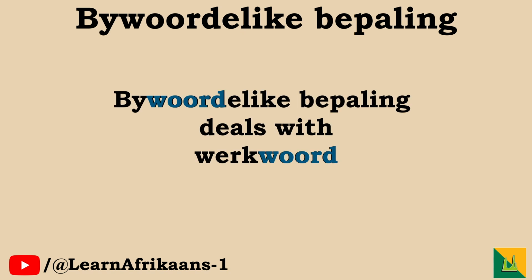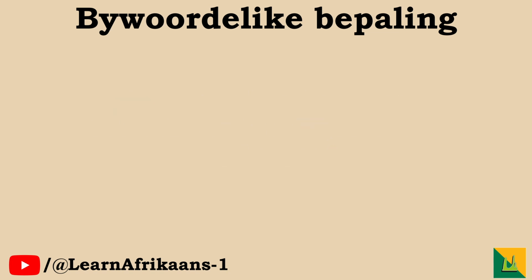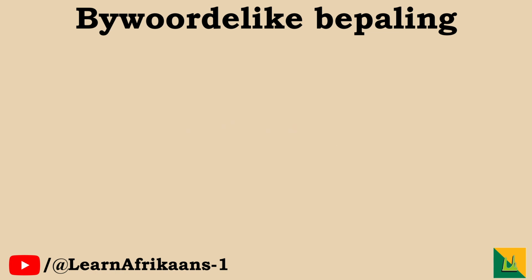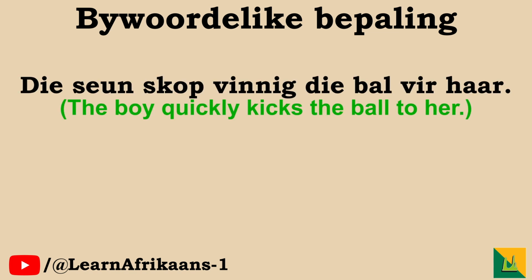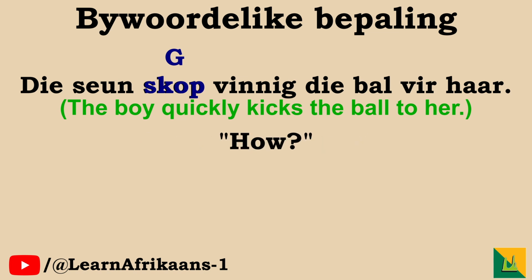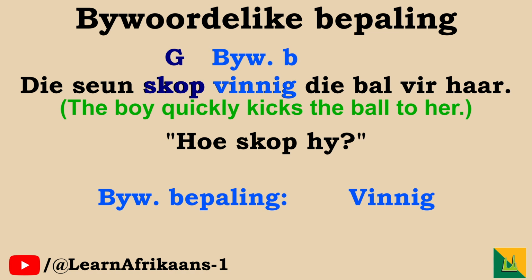The bywoordelike bepaling is connected to the gesegde through the werkwoord. The bywoordelike bepaling adds more information about the werkwoord, verb. Let's add a bywoordelike bepaling to our sentence. Die seun skop vinnig die bal vir haar. We know our gesegde is skop, and we know that vinnig is adding information about it. You can use any question word in order to find the bywoordelike bepaling. In this case, how? Hoe skop hy? Vinnig.